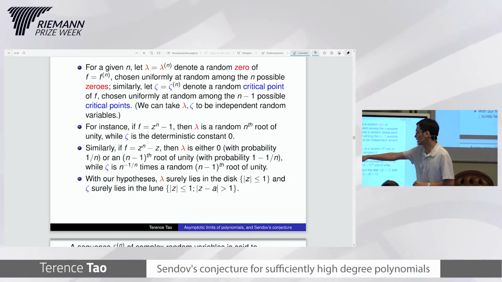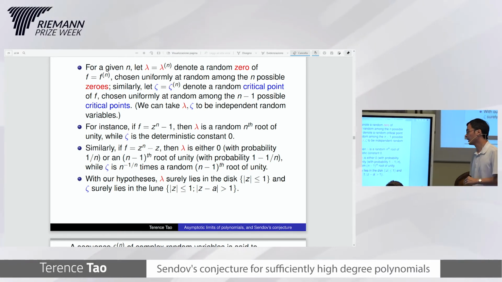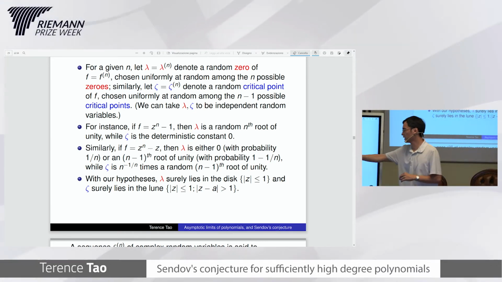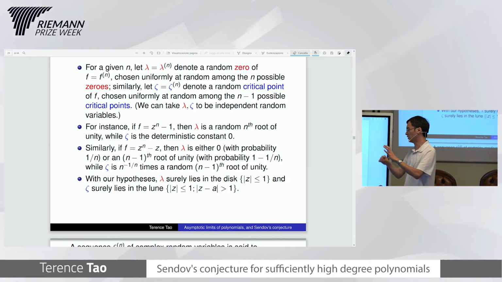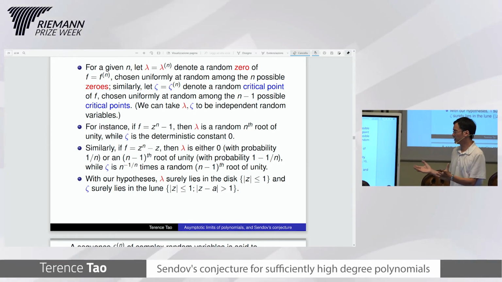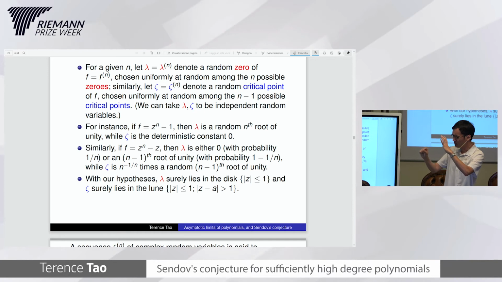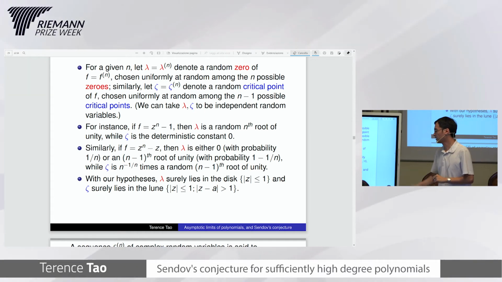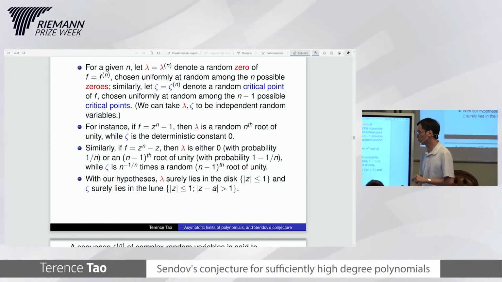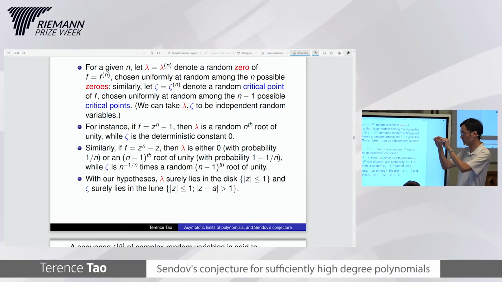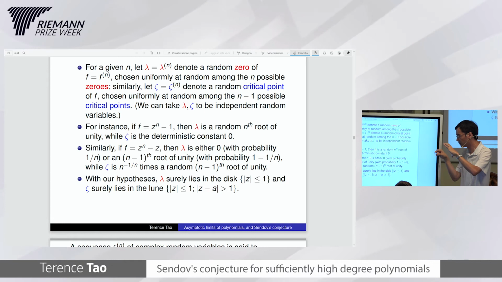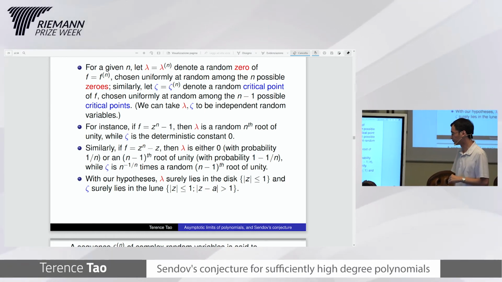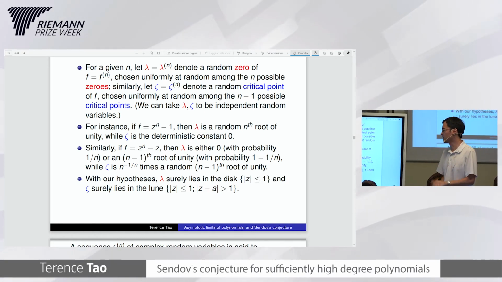Or if f is z^n minus z, then one of the zeros is at 0, and all the other zeros are on the unit circle. So the zero measure is mostly on the unit circle, with a tiny bit of mass at the origin, but most of it is on the boundary. And the measure of the critical points is almost supported on the unit circle. It's supported on a slightly thinner circle than the unit circle. So we have these two measures.